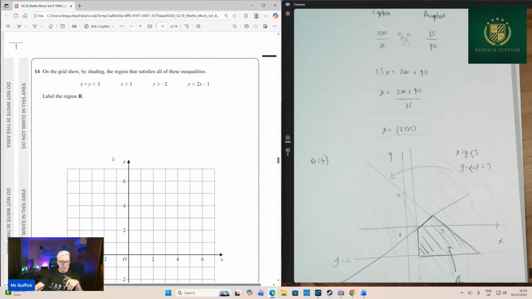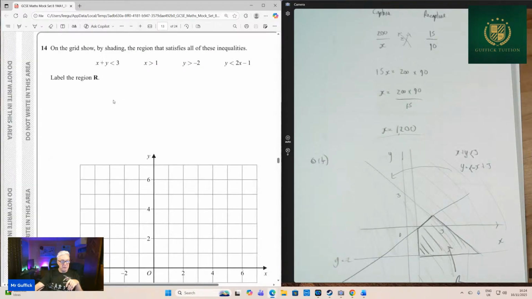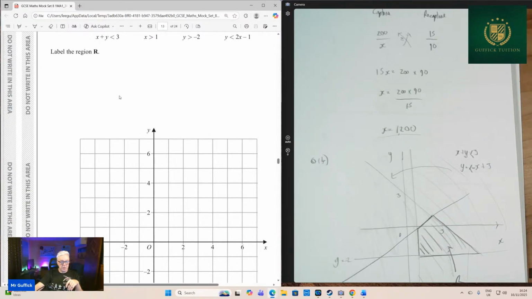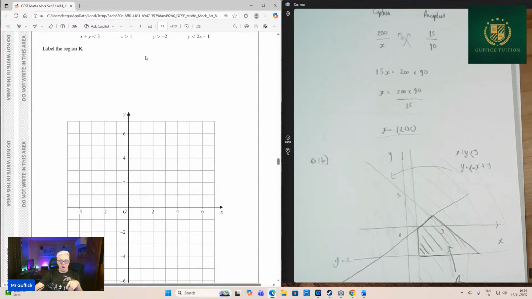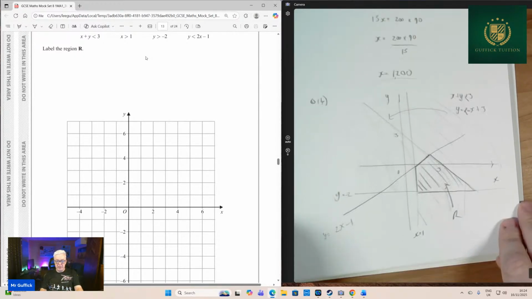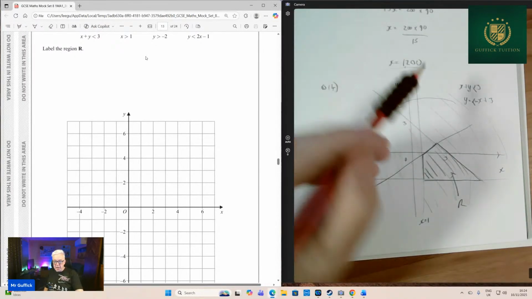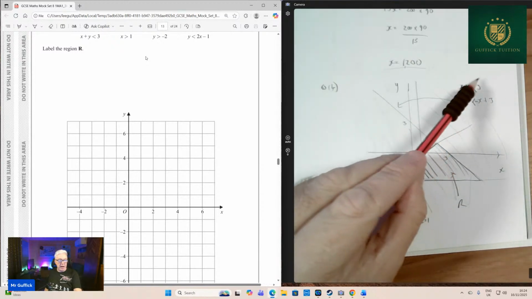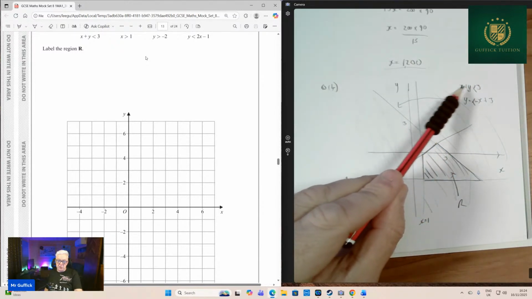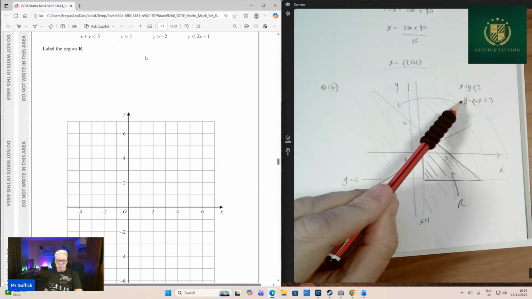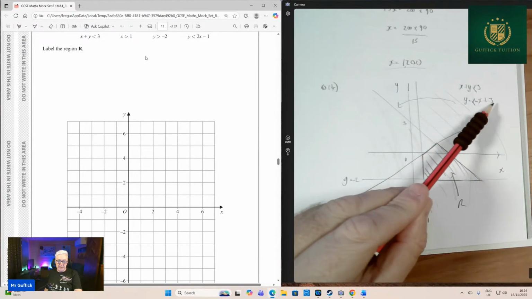Right, question 14, inequalities. Again, a lot of people don't like these inequality questions, so make it a bit smaller. What have we got? We've got to label this region R represented by these three inequalities. So let's think about how we're going to do this. So first of all, we've got X add Y is less than 3. Okay, so all I've done is rearrange that by taking the X across to the other side. So that's the same as Y is less than minus X add 3.